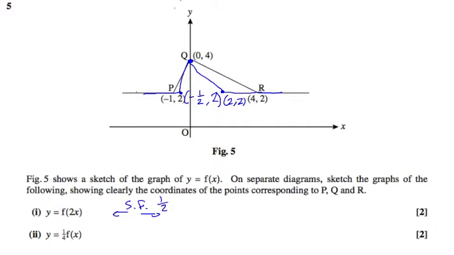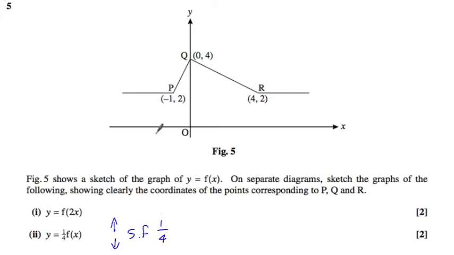And then the next one is a quarter f of x. So if it's a quarter f of x, that's again a shrink. So if you like, it's a stretch with scale factor vertically, but by a scale factor of a quarter. So all of these points are going to be a quarter of the length away from the x-axis. So P is going to be minus 1, 0.5. Q is going to be 0, 1. And R will be 4, 0.5 as well. So it should look something like that.